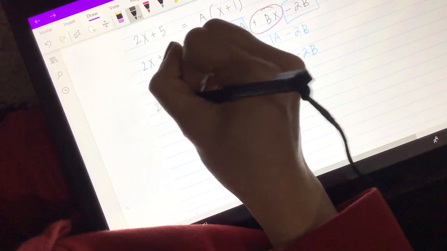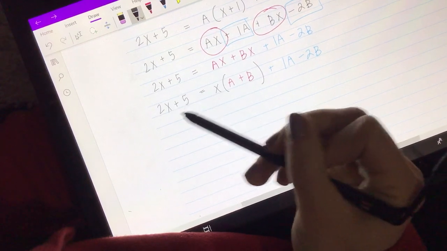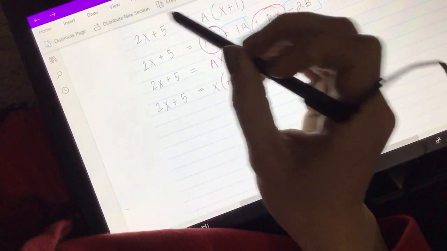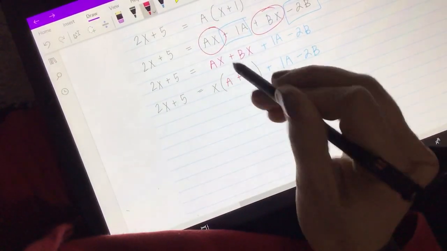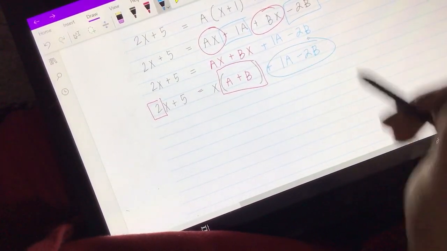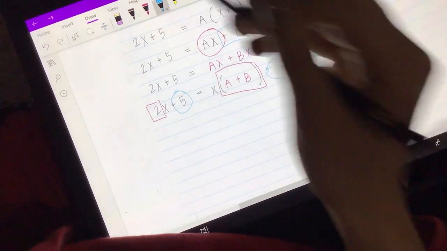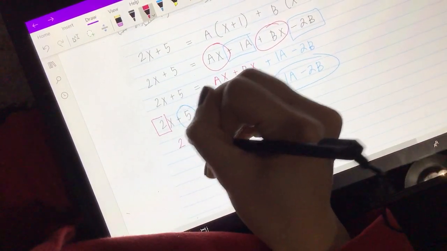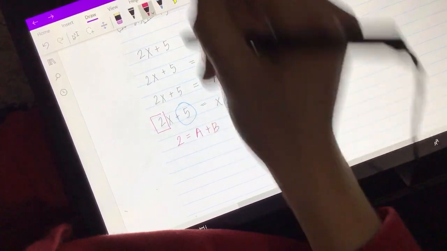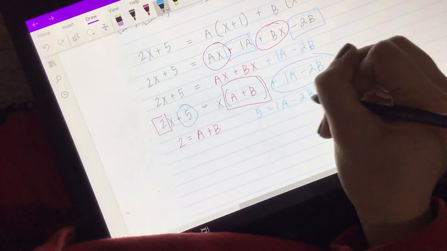So remember, on the left side we have an x linear term, and then we also have this 5 constant term. And we know that in order for the left and the right side to be equal, the A plus B has to be equal to 2, and the 1A minus 2B has to be equal to the constant positive 5. So we're going to set it up as a system of equations. We have 2 equals A plus B, and we have 5 equals 1A minus 2B.